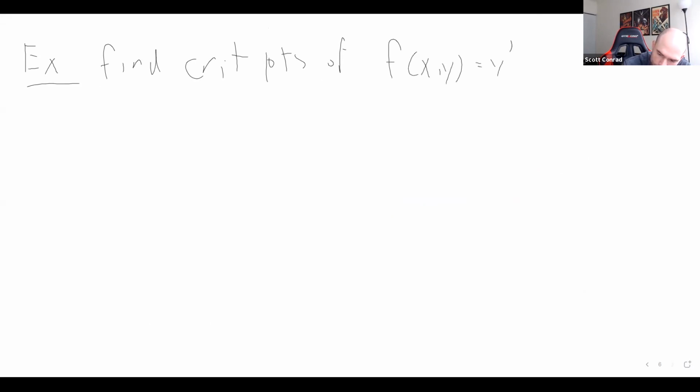Okay, so let's quickly look at another example to show that not all critical points are local maxes or local mins. This one would be really easy to find the critical points of. Our function is going to be y squared minus x squared. In fact, it's so easy, I will let you guys find the critical points really quickly.